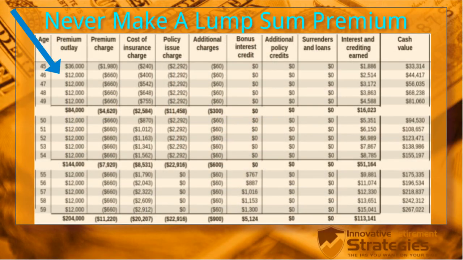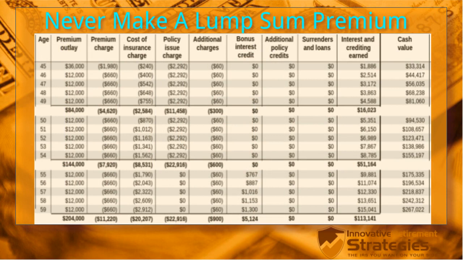But now direct your attention to the rows underneath it, where the subsequent lower premiums of $12,000 are coming in. Here, if you look to the right, you'll see that the policy issue charge is still that $2,292, almost $2,300 every single year, all the way through year 10. And some carriers do it out through the 15th year. It might be a lower amount, but it's for 15 years instead of 10.